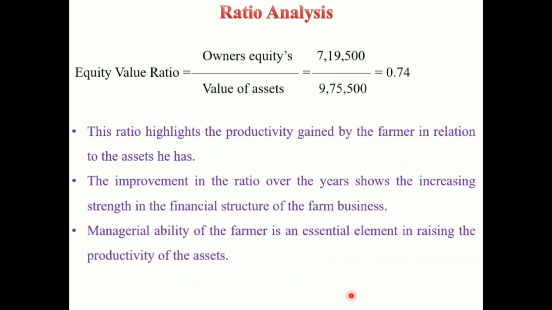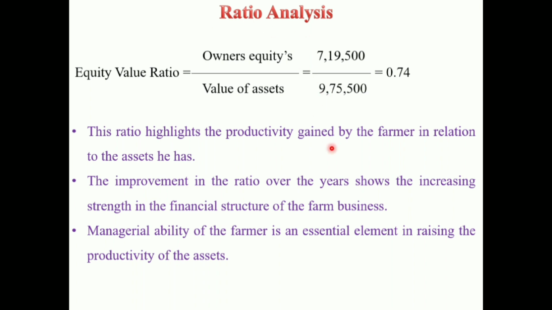Then equity value ratio. Equity value ratio shows the relationship between the owner's equity and value of assets. This ratio highlights the productivity gain by the farmers in relation to the assets they have. The improvement in the ratio over the years shows the increasing strength in the financial structure of the farm business.